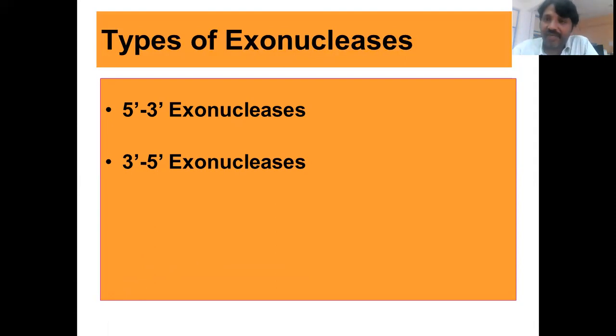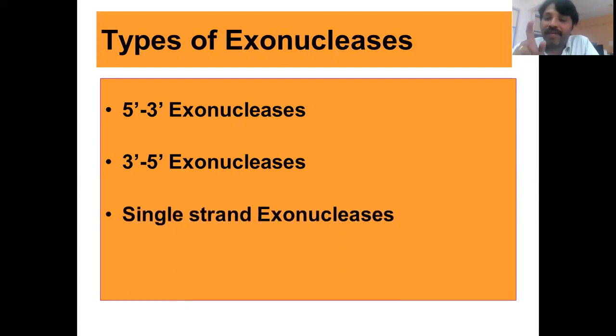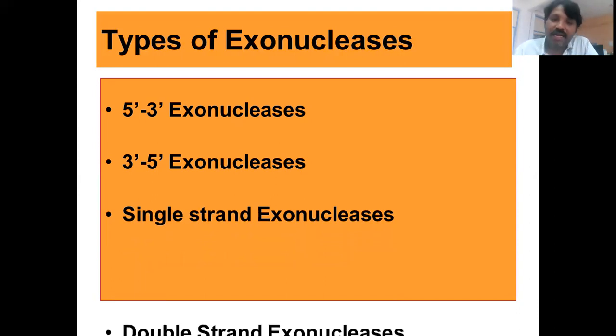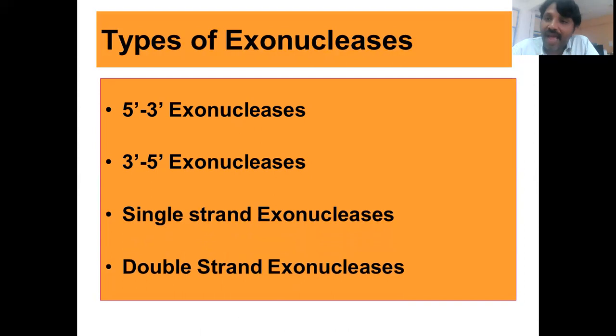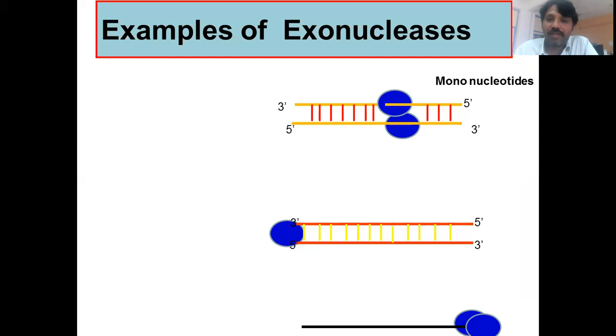The second classification is based on the substrate. If they act on single-strand nucleic acid, they are called single-strand specific exonucleases. The second class acts on double-strand nucleic acid, and they are double-strand specific exonucleases. Now we will see some specific exonucleases and their action.